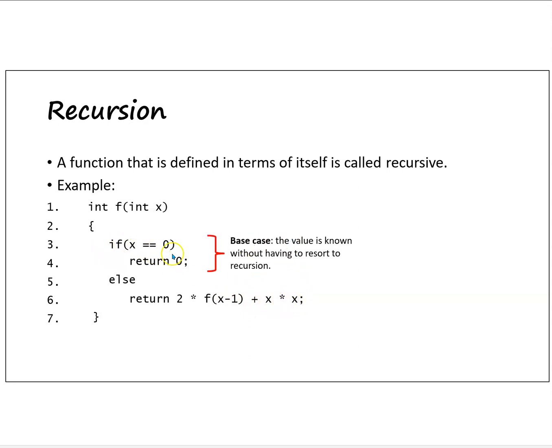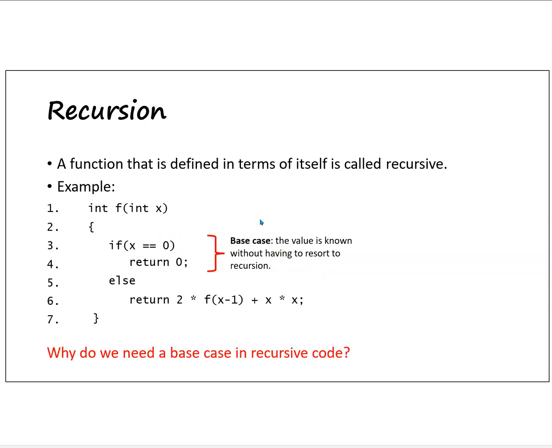This is called the base case, where the value is known without having to resort to recursion. So, in this case, we return 0. We need a base case because if we don't have it, we're not going to stop the recursion. We'll have an endless loop, and we'll get what's called a stack overflow. In fact, that's where the site got its name.